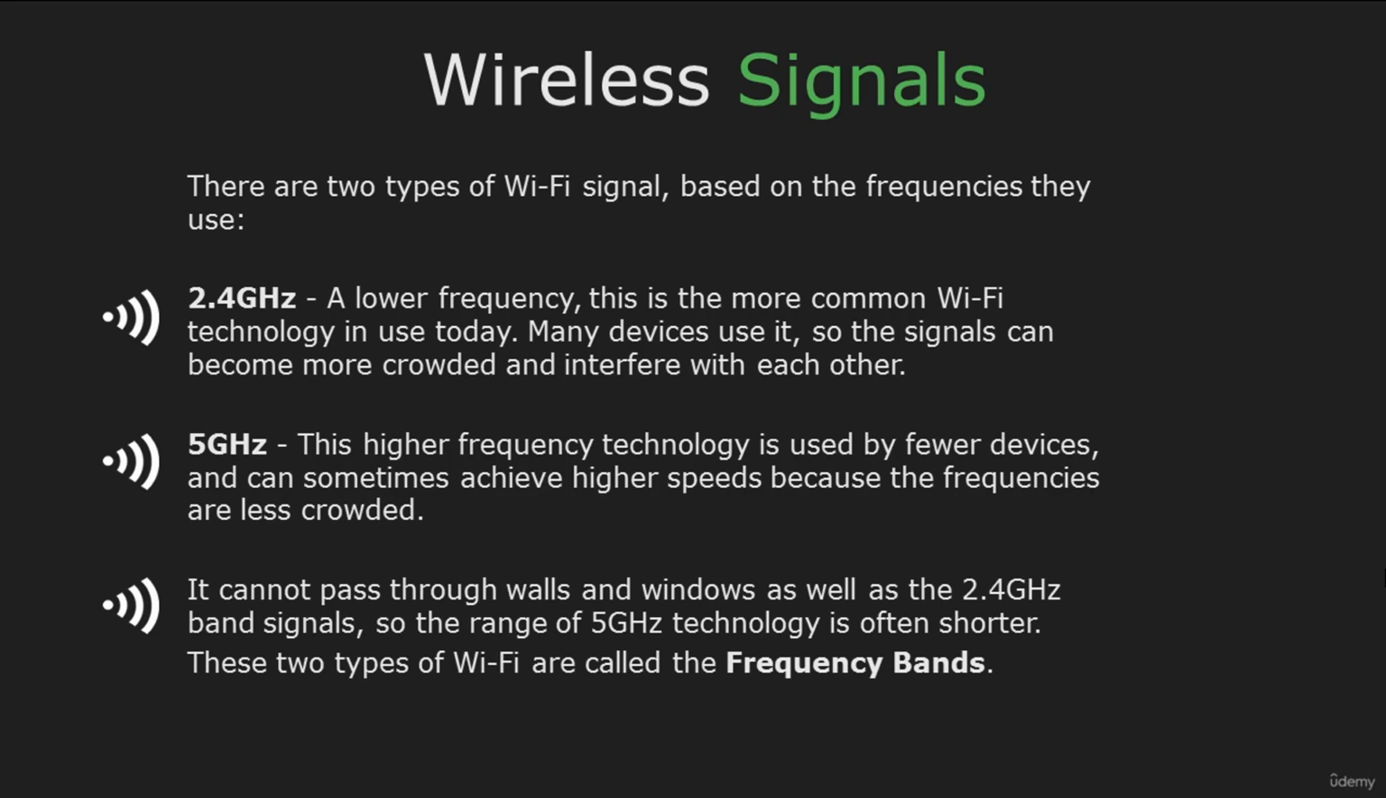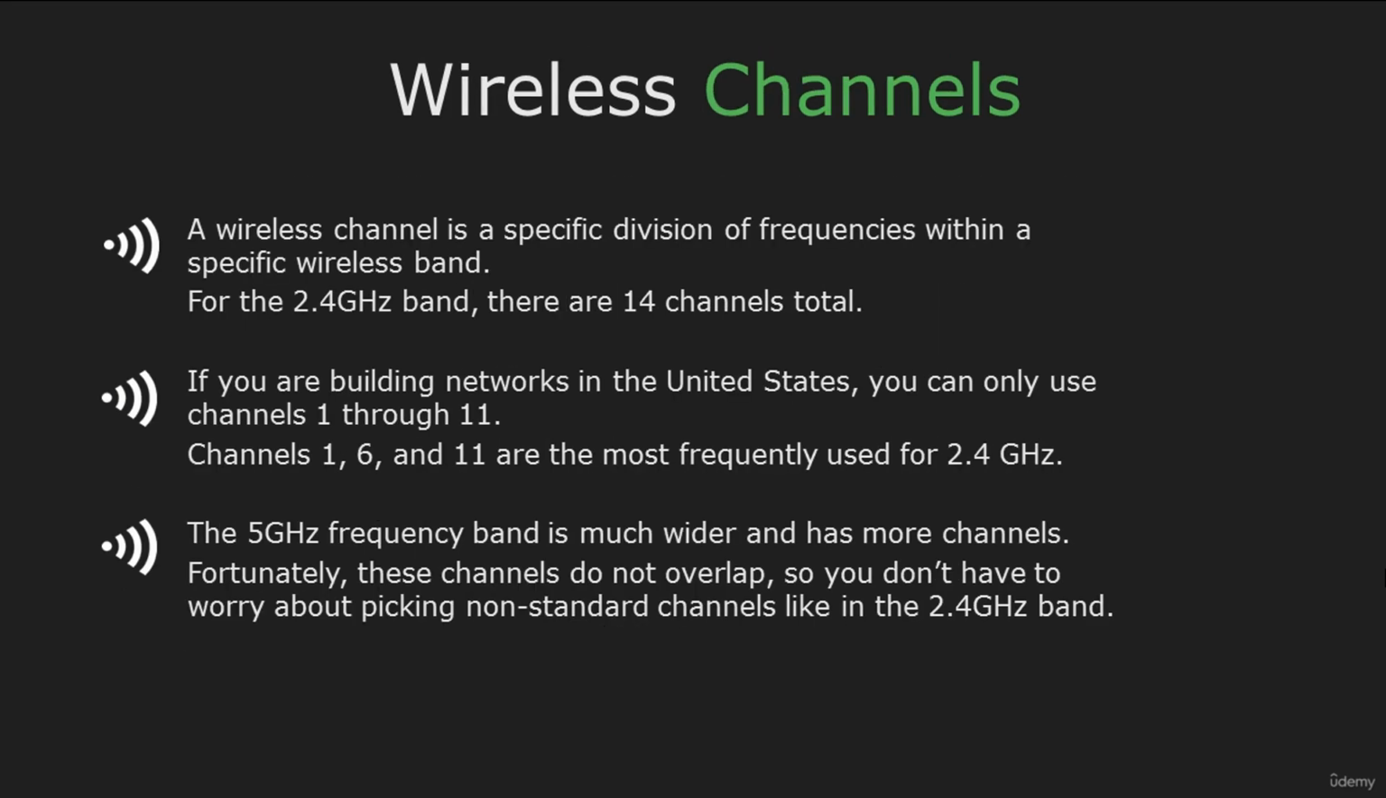You will also need to know what a wireless channel is. For the 2.4 GHz band, there are 14 channels. If you are building networks in the US, you can only use channels 1 through 11. You can also use the 5 GHz frequency band, which is much wider and has more channels. These channels do not overlap, so you don't have to worry about picking non-standard channels like in the 2.4 band.